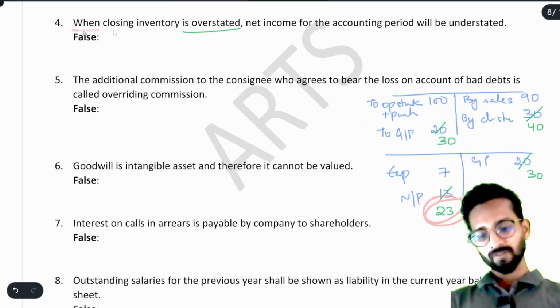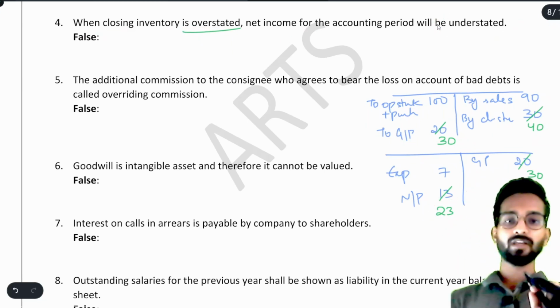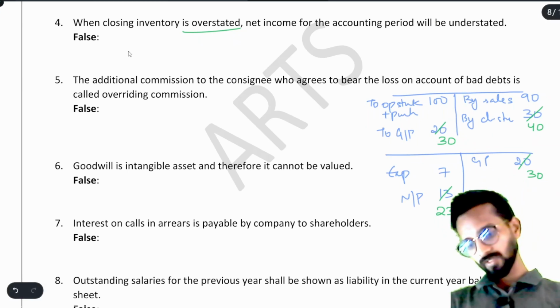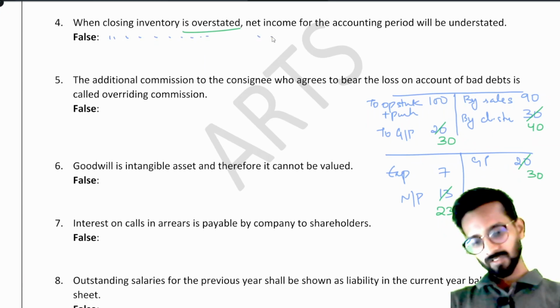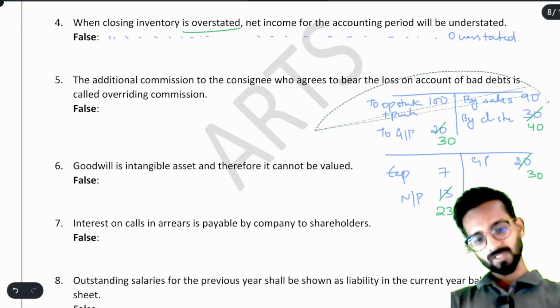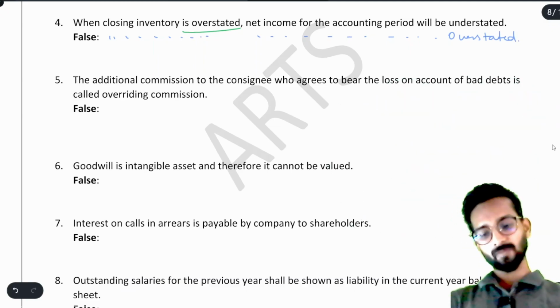What they are saying, when closing stock is overstated, net income will be understated. Absolutely wrong. The statement is false, and we have understood the logic behind it also. So we'll write it, when closing inventory is overstated, net income for the accounting period will be overstated. Did you understand or not? Okay, and if you did not understand, then watch again.